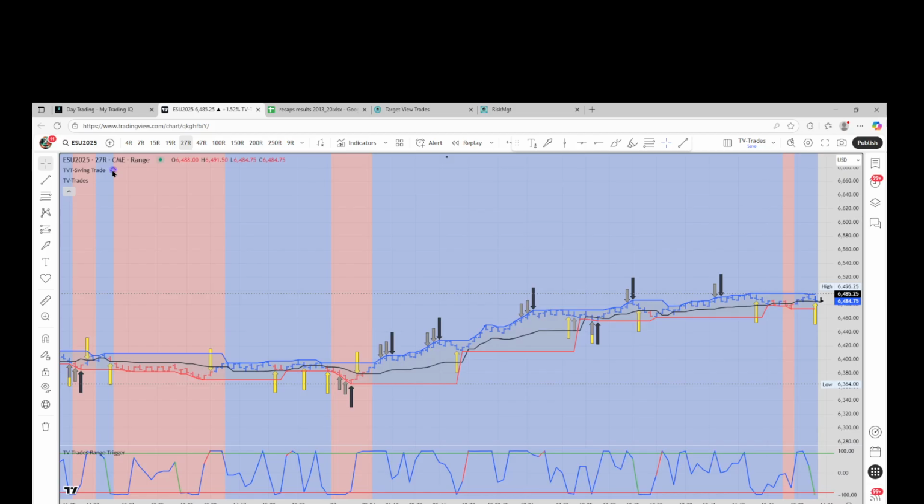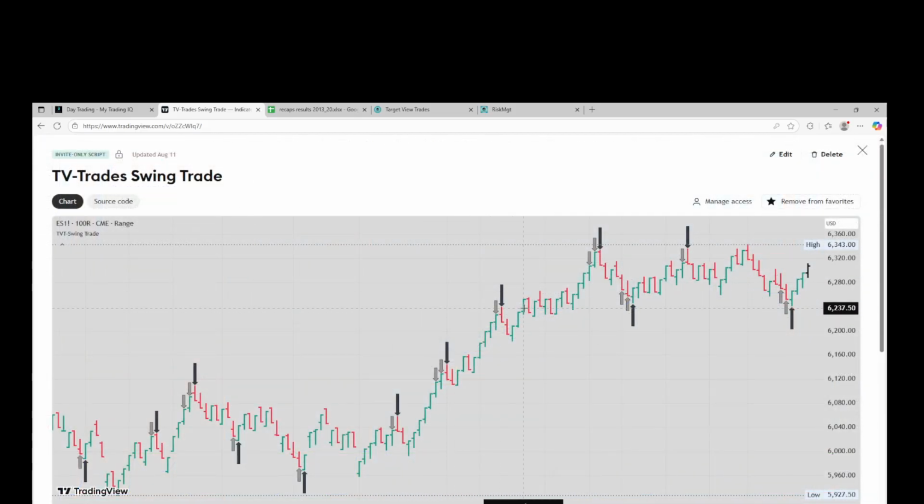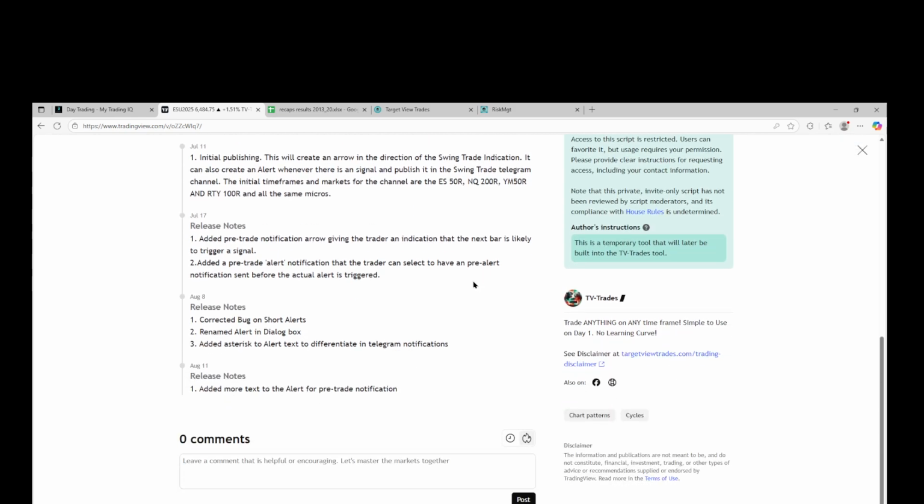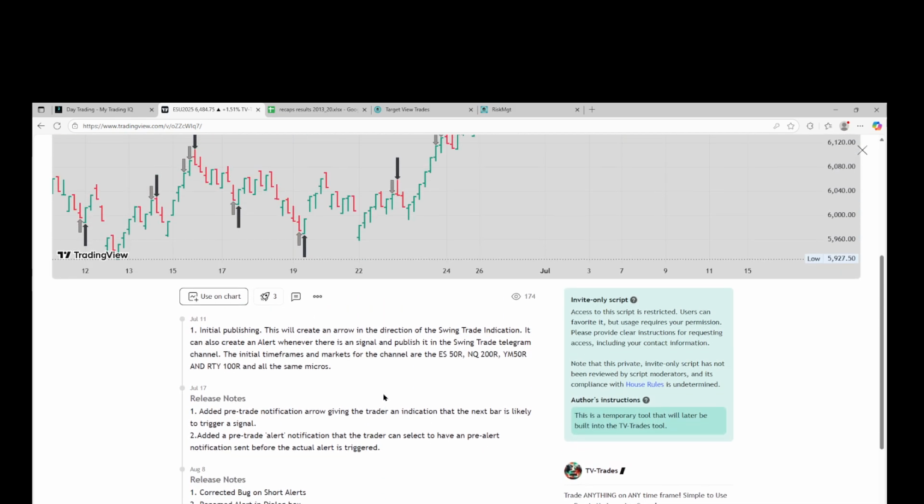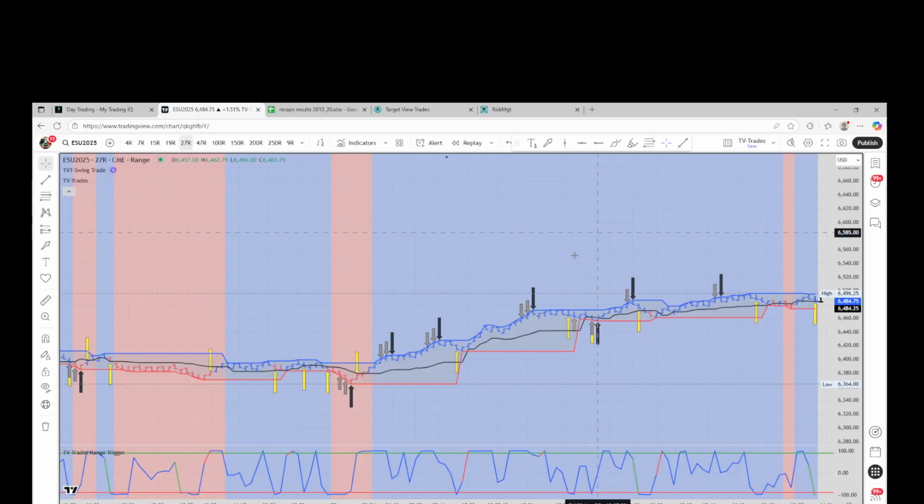Okay, why is this not updated? This is how you check to see what's new. If you have that little purple arrow, there's an update available. You do check what's new. And I don't know what is new on this that I didn't do before. I added more text to the alert for pre-trade notification. The text that I added was in the alert.